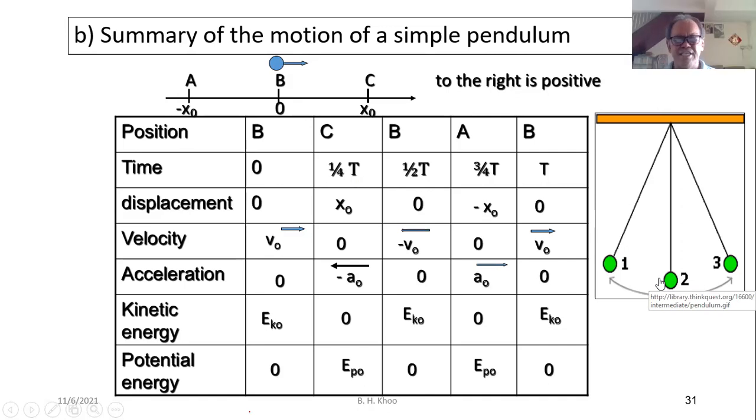No, kinetic energy at number 3 and number 1 is zero. Kinetic energy increases when the thing speeds up, right? Correct. When kinetic energy is maximum, potential energy is 0.